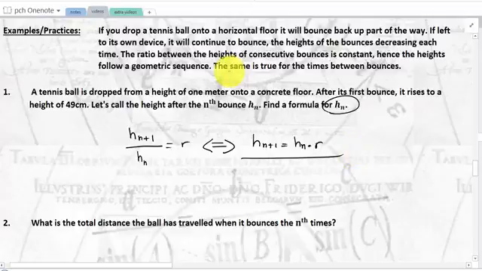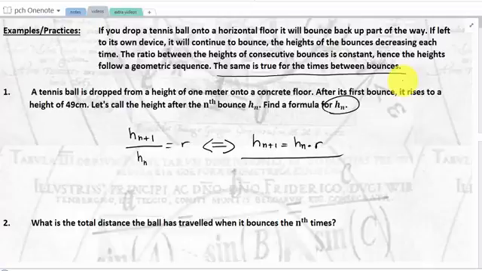Okay. And I'm also telling you that the same is true for the times between consecutive bounces, okay? So the times between two consecutive bounces form a geometric sequence.